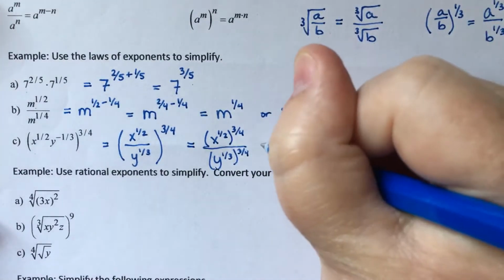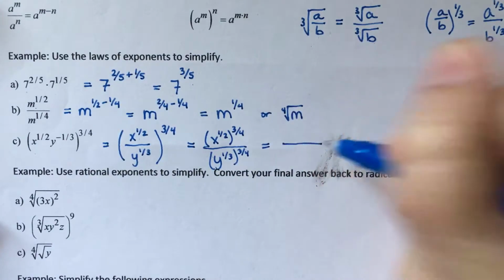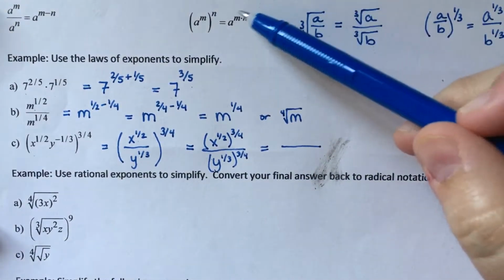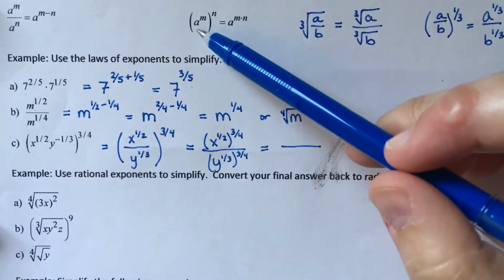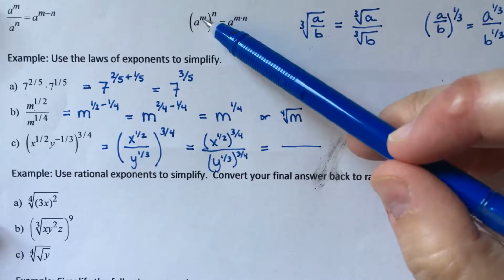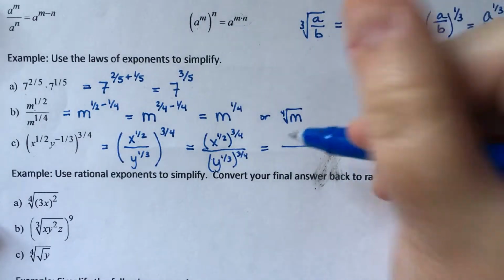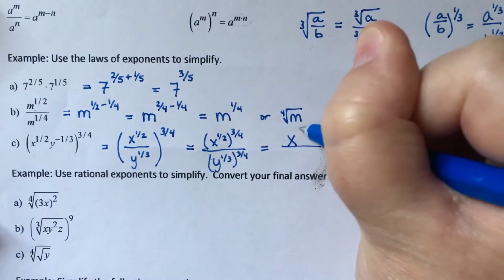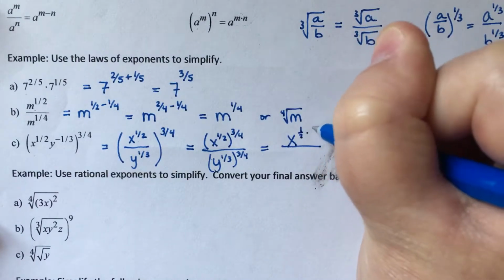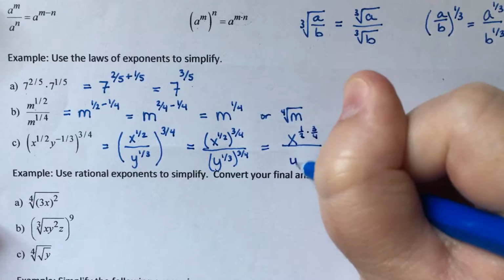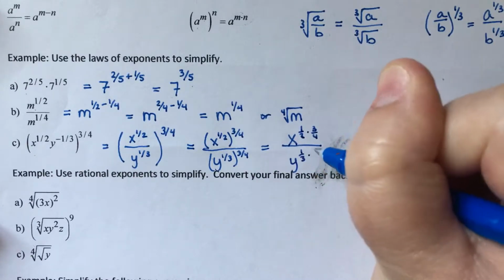All right, let's keep going though. So now we have to use another exponent rule, this one up here, where if I have a base being raised to an exponent and then another exponent, we multiply those exponents. So in the top of the fraction, it's x to the 1/2 times 3/4. And in the bottom, it's going to be y to the 1/3 times 3/4.